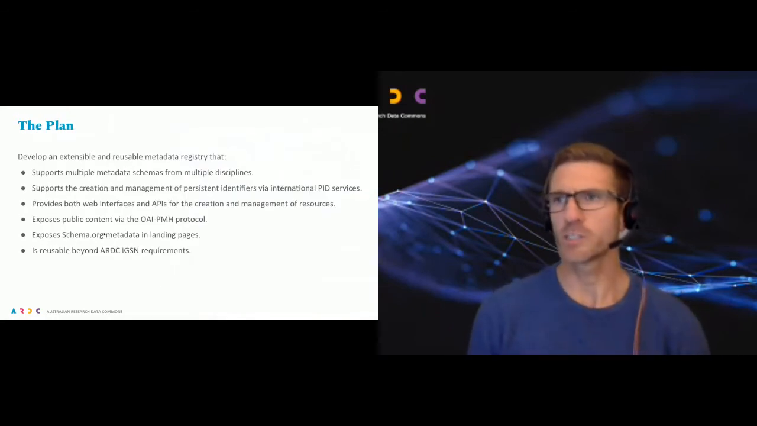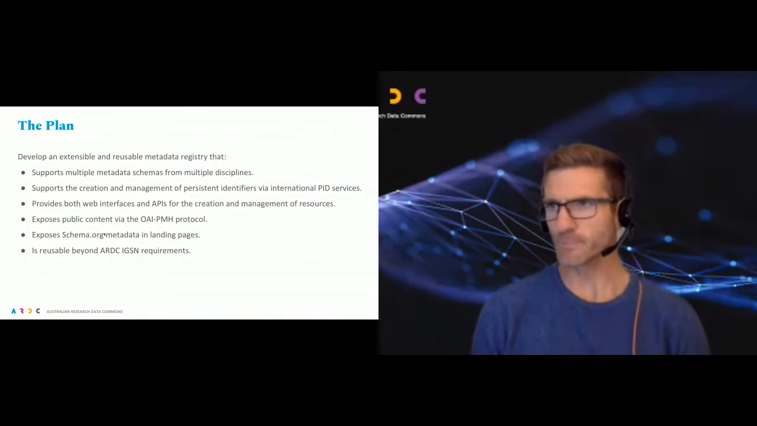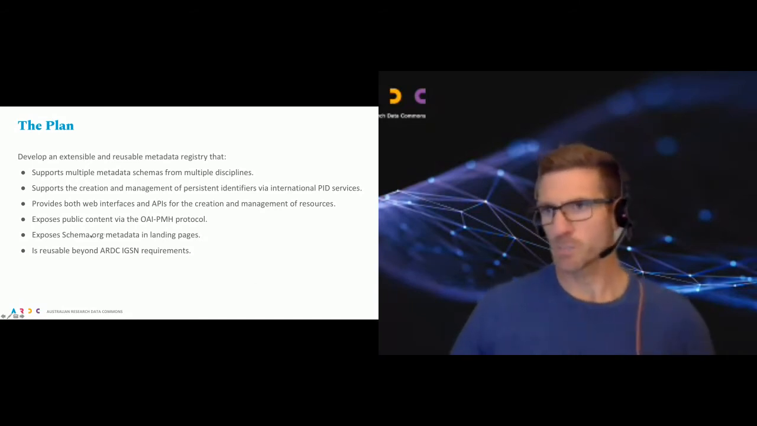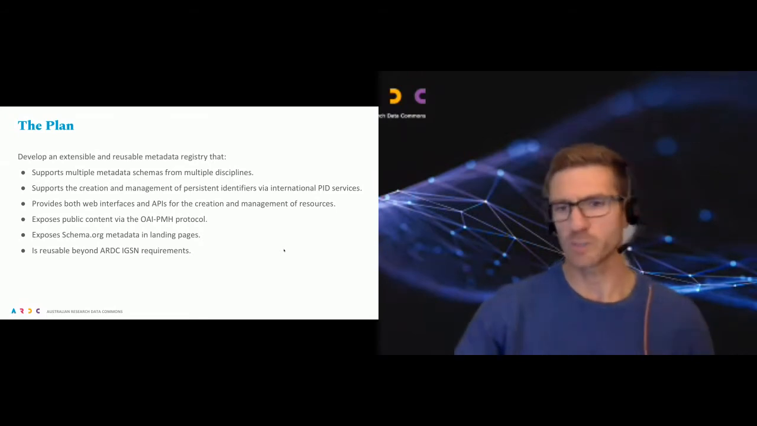So our plan was to develop an extensible and reusable metadata registry that supported multiple metadata schemas from multiple disciplines. We wanted to support the creation and management of persistent identifiers via international PID services, so we didn't want to just limit this to IGSN. We wanted to be able to use it for things like RAiD and DOIs, etc. We wanted to provide both web and API interfaces for the creation and management of resources. And we wanted to expose any public content via the OAI protocol for downstream service providers to be able to harvest from us. We also wanted to expose schema.org metadata in our landing pages for IGSN, and this is tailing on to the end of the IGSN sprint that happened, I think it was last year or the year before. And as I said, we wanted to be extendable and reusable, so we wanted to possibly use this in the future for, say, RDA and other services.